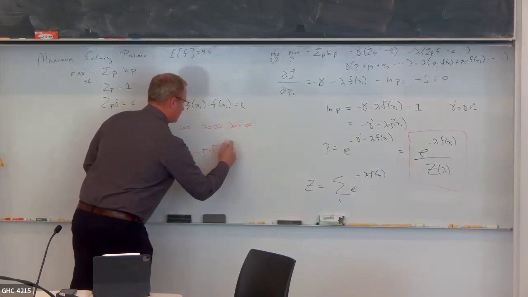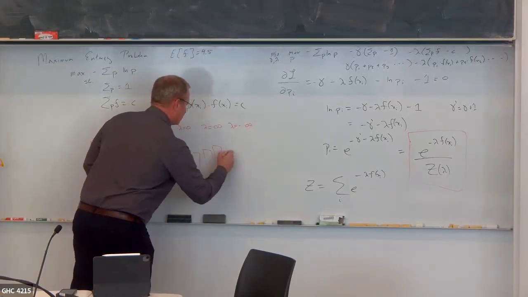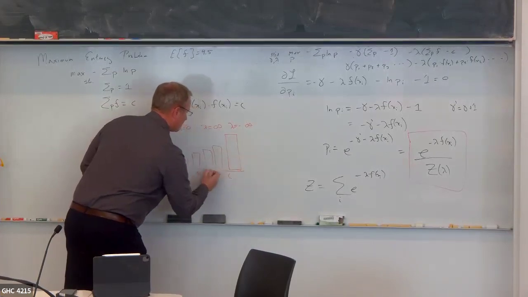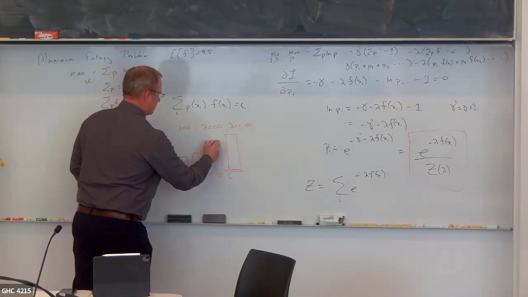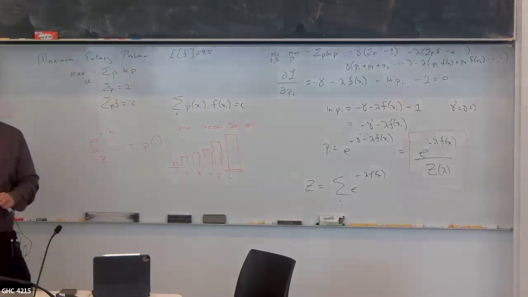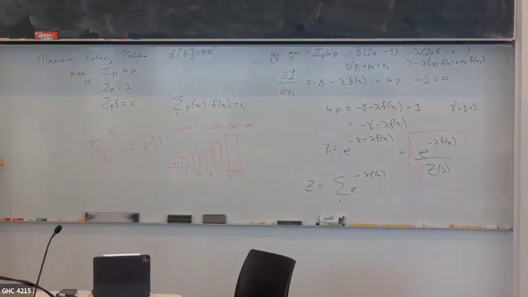Drawing a very poor exponential. Okay. Growing faster than that. It'll look something of this form. This is the maximum entropy distribution for this dice problem. Does that make sense? Okay. And so the only question is how to find lambda.